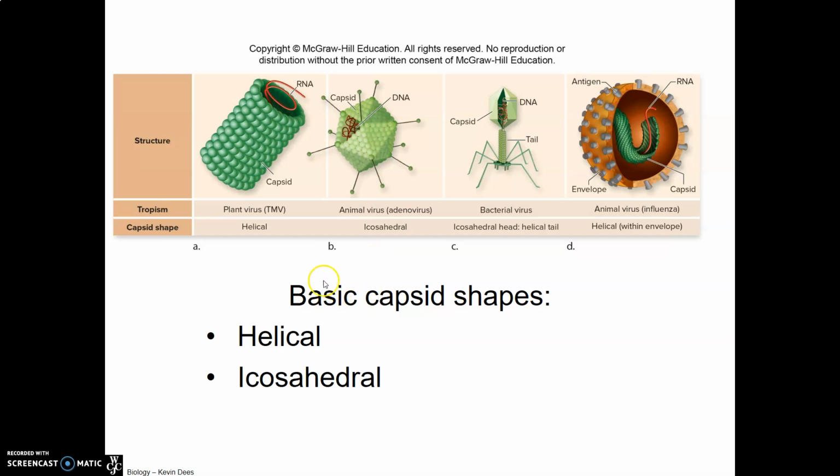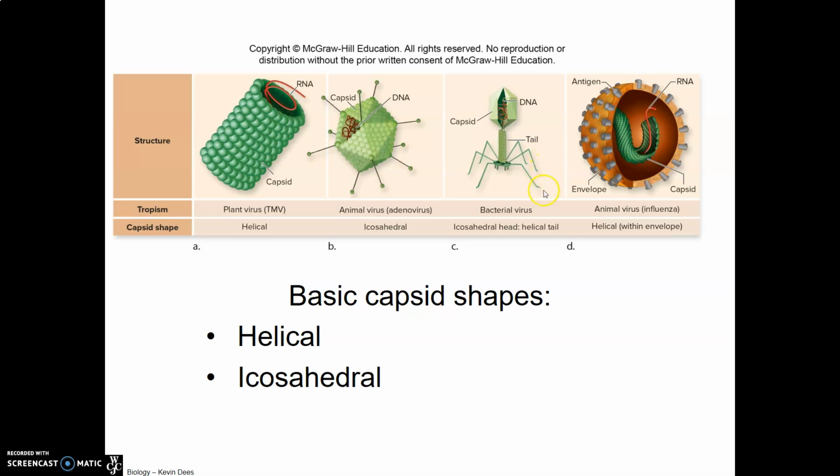Basic capsid shapes can be broken into two categories, helical or icosahedral. Now, if we look at these examples of some simple viruses, we can see that a helical virus has the capsid, the protein shell, in a round or twisted fashion, while the viral genome, in this case in this plant virus, is an RNA molecule on the inside. In an icosahedral virus, we're looking at something with multiple facets or sides forming the capsid shell. And then here you can see the DNA on the inside making up the viral genome.